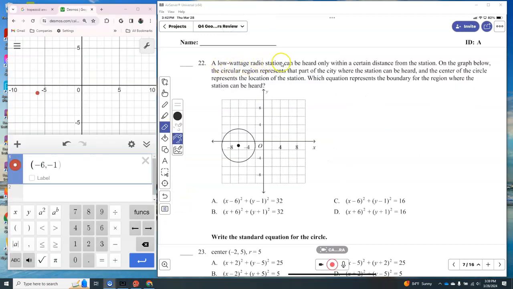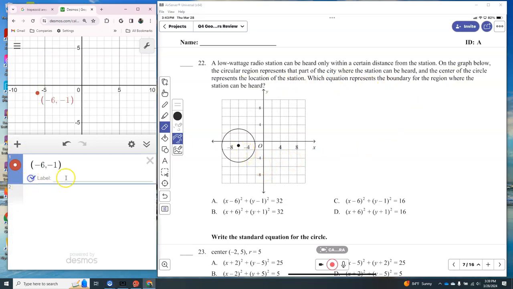A low wattage radio station can be heard only within a certain distance from the station. On the graph below, the circular region represents the part of the city where the station can be heard, and the center of the circle represents the location of the station. Which equation represents the boundary? So I already graphed it in Desmos. I encourage you to use Desmos. It's really easy to do these problems with Desmos.